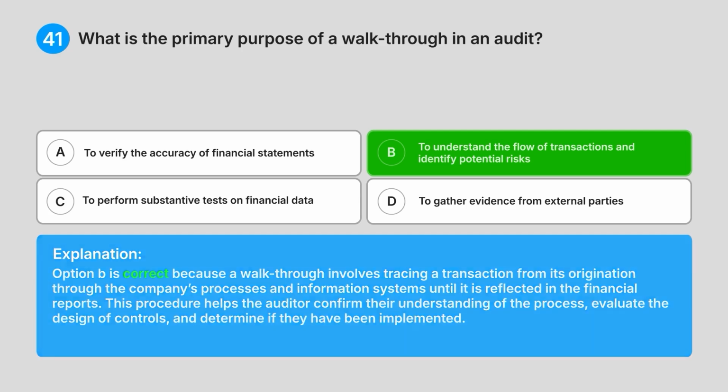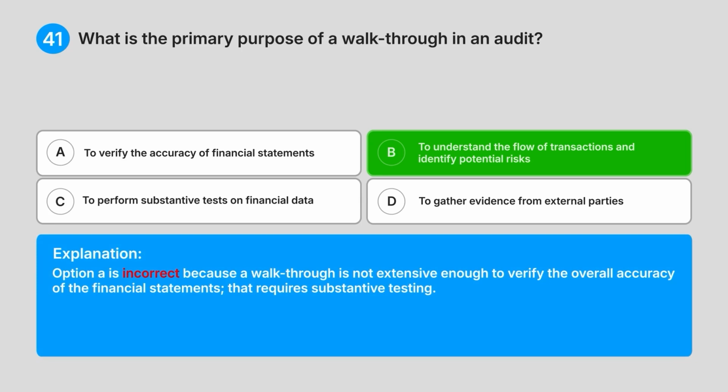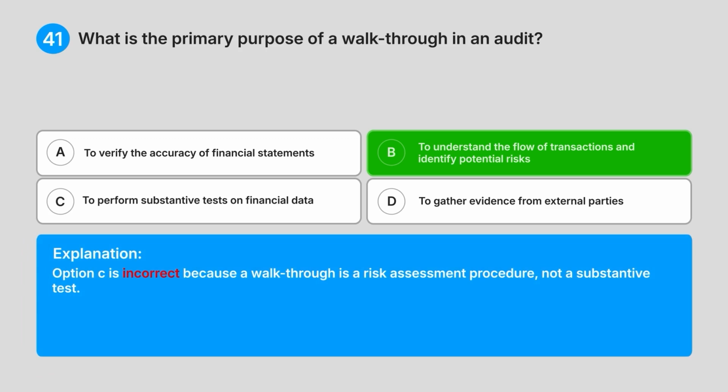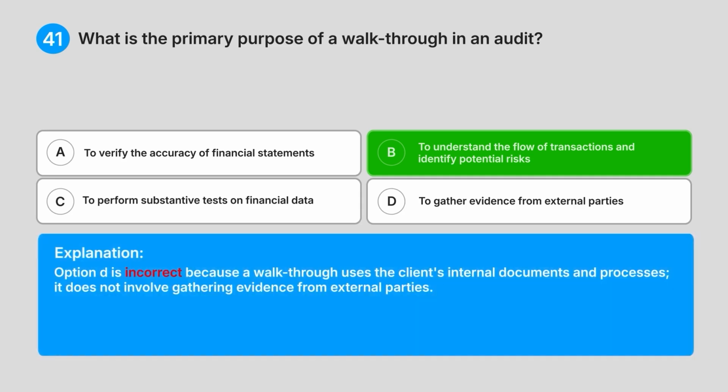have been implemented. Option A is incorrect because a walkthrough is not extensive enough to verify the overall accuracy of the financial statements. That requires substantive testing. Option C is incorrect because a walkthrough is a risk assessment procedure, not a substantive test. Option D is incorrect because a walkthrough uses the client's internal documents and processes. It does not involve gathering evidence from external parties.